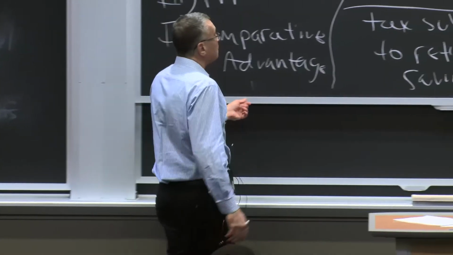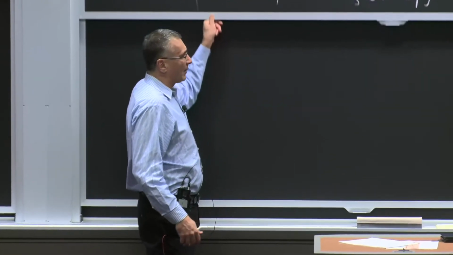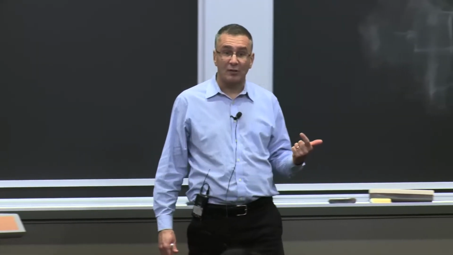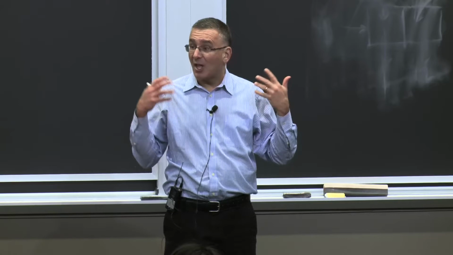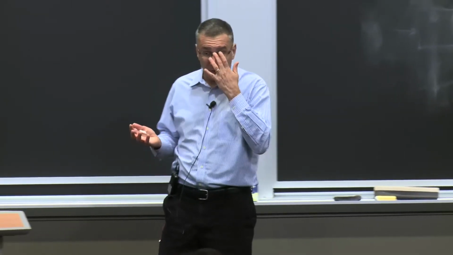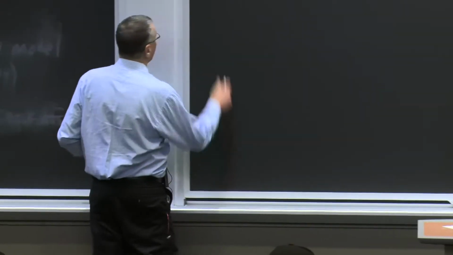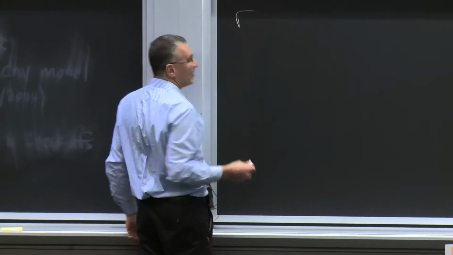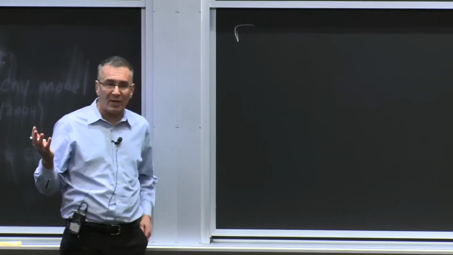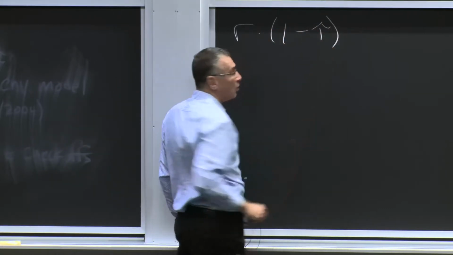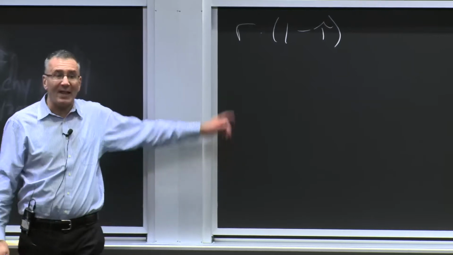The basic logic is the following. When I put my money in the bank and I earn interest, that interest gets taxed. Just like my labor supply gets taxed, my capital income gets taxed. So when I put money in the bank, I don't just earn the interest rate. We care about the real interest rate. I earn R times (1 minus tau), where tau is the tax rate. That's all I take home.